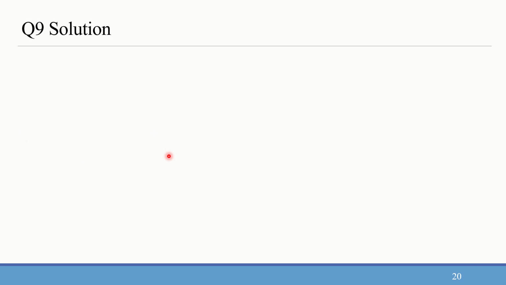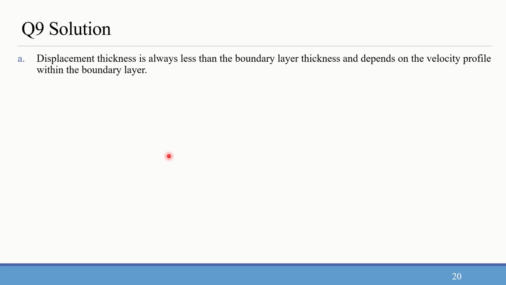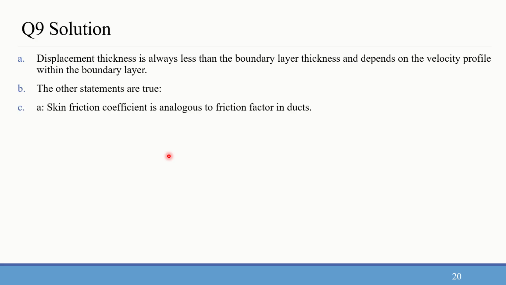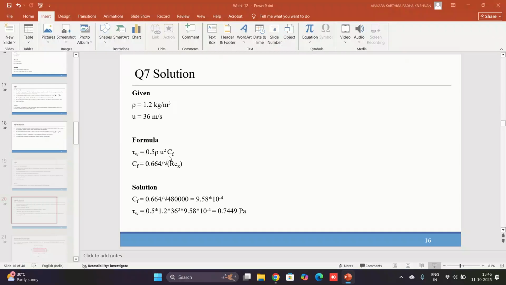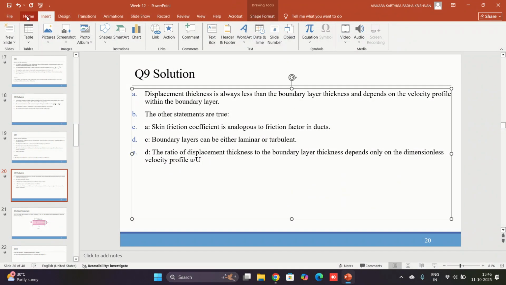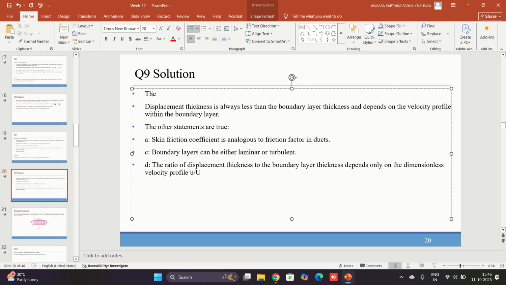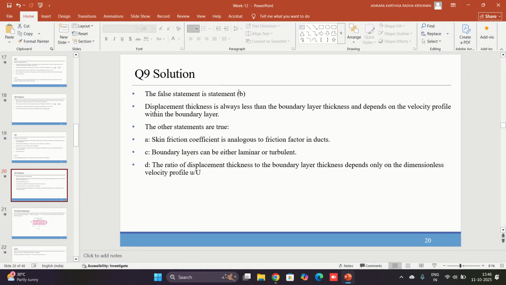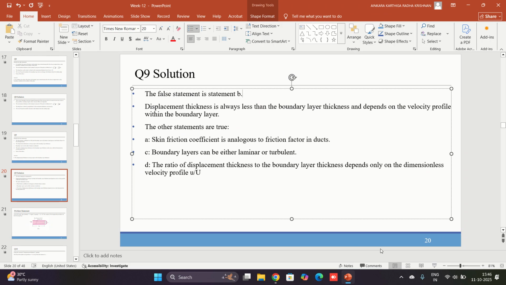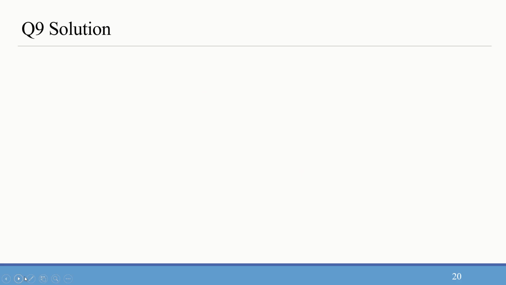So we'll see why, what is the wrong one there. Displacement thickness is always less than the, okay, actually I shouldn't put it like this, it is a bit confusing. The false statement is statement B.